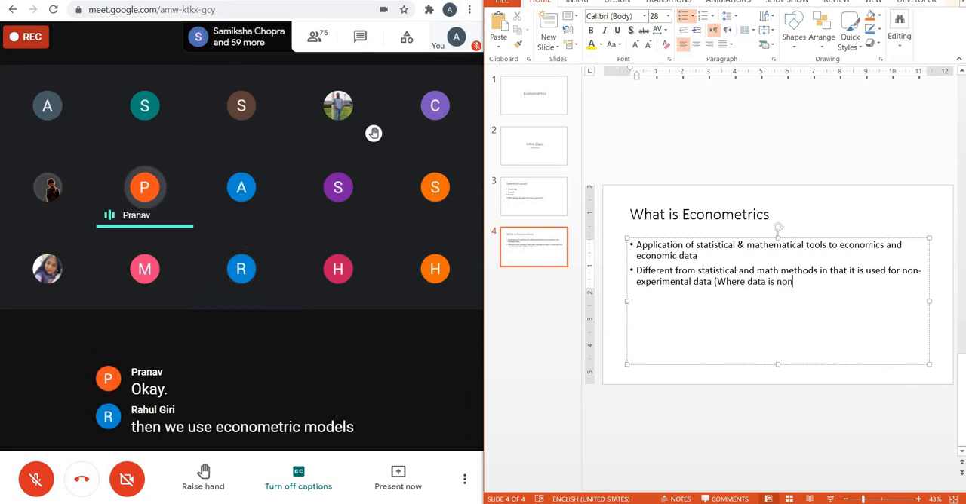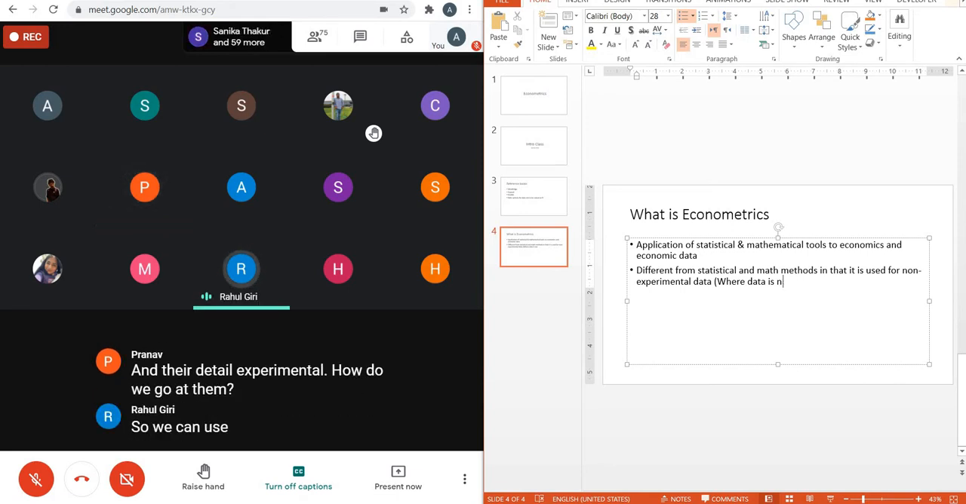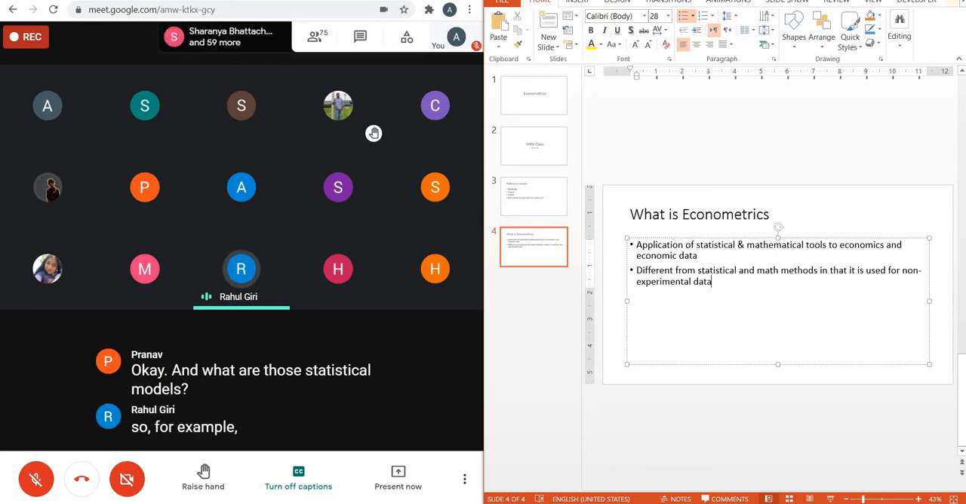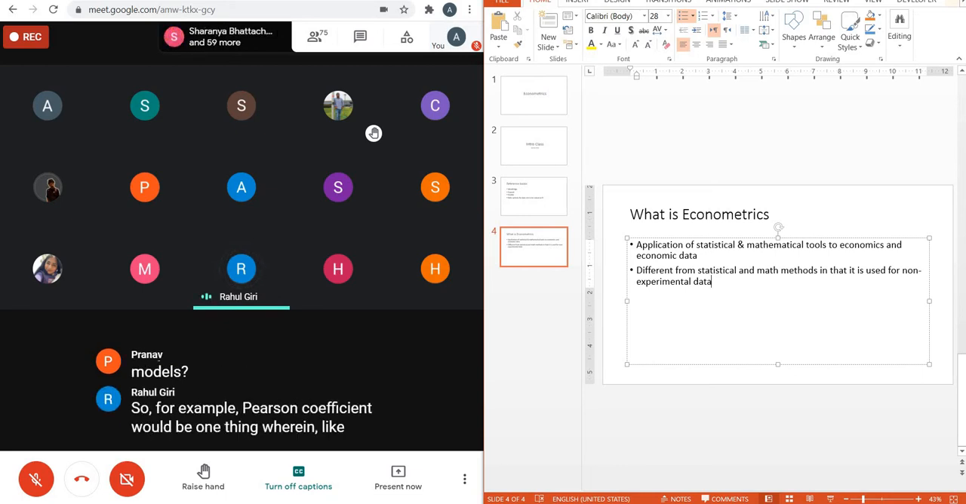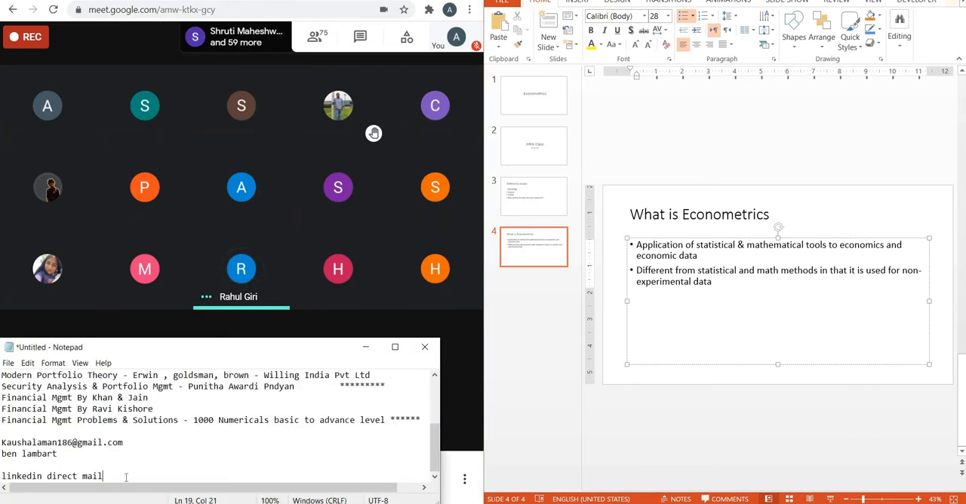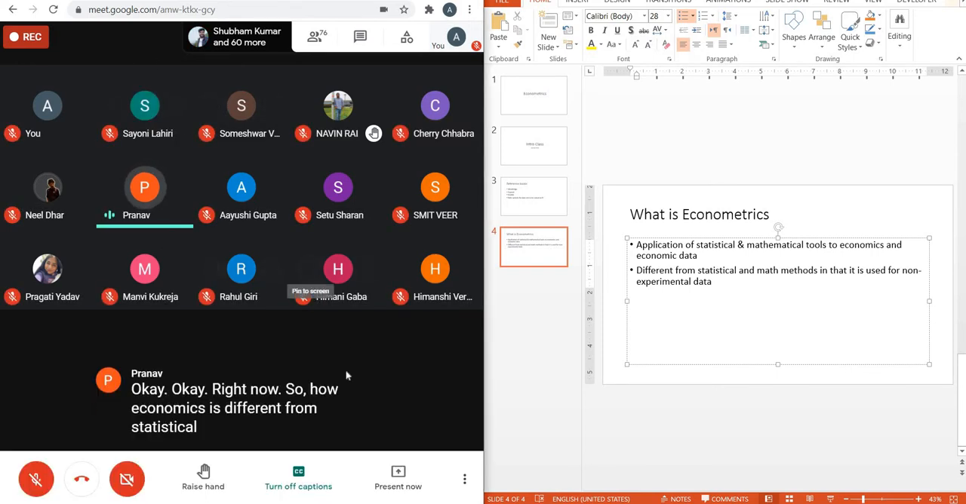And where data is experimental, how do we go about it? We can use statistical models in those cases. And what are those statistical models? For example, the Pearson coefficient would be one thing wherein we are giving the rank. Fair enough. So how is econometrics different from statistical methods and mathematical methods? What do you think?